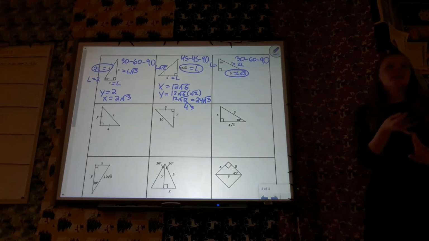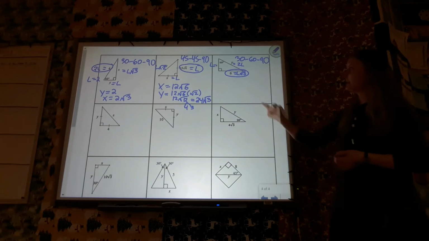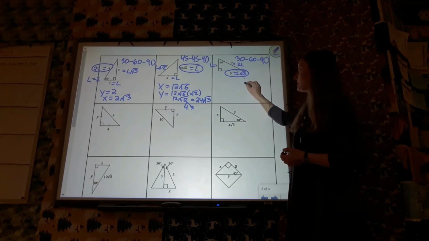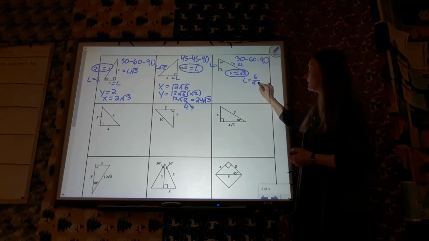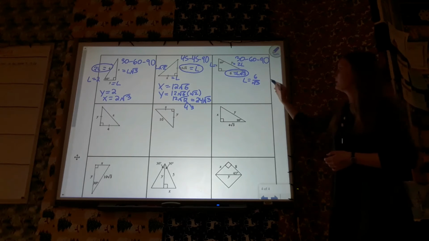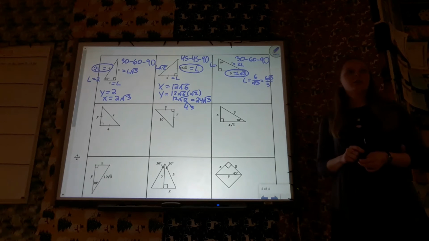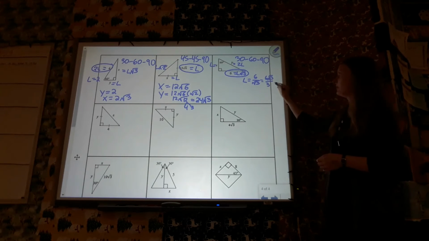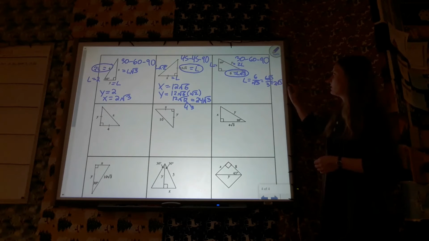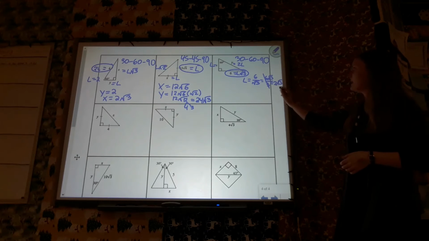Alright, I need to know what L is. How do I solve for L? Divide by the square root of 3. I need to get rid of the square root of 3, and I do that by dividing. So L is equal to 6 divided by the square root of 3. Am I allowed to write it like that? No, so I rationalize: 6 root 3 over 3. Sorry, it's getting so close to the edge. The 6 on top and the 3 on the bottom cancel to become a 2. So L is equal to 2 root 3.